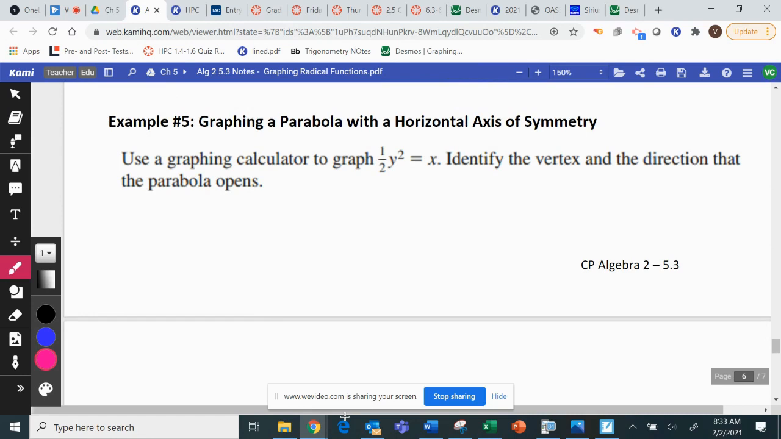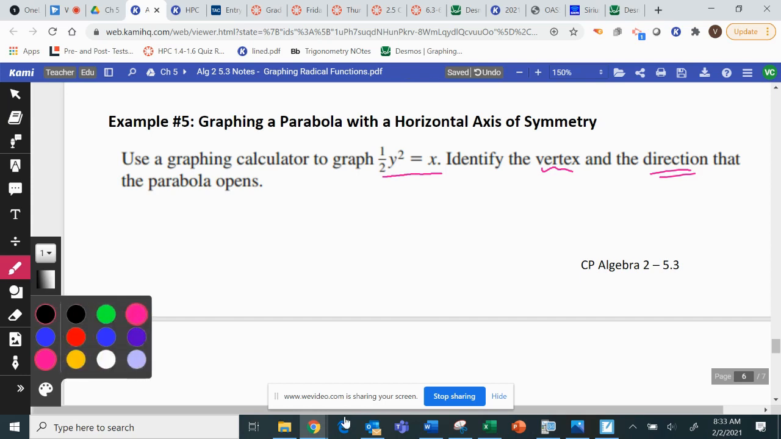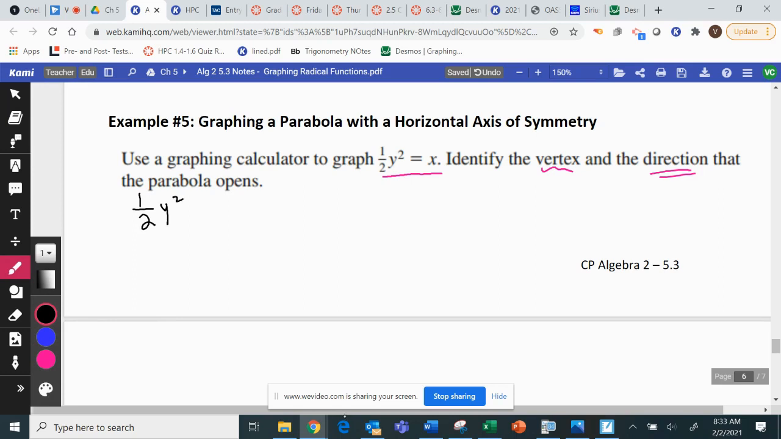It says using a graphing calculator, we're going to graph 1/2 y squared equals x. We're going to identify the vertex and the direction that the parabola opens. Okay, so the equation is 1/2 y squared equals x. We're going to type that into our graphing calculator.